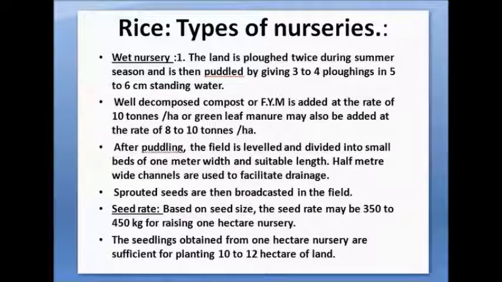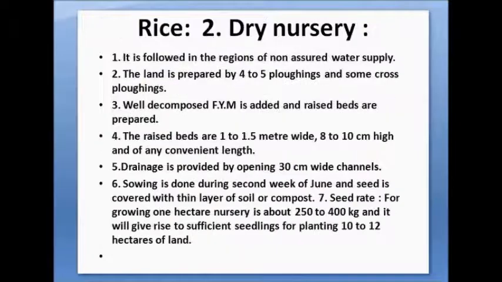Wet nursery, we have studied that: plowing is done, standing water is given, again plowing is done, puddling condition is made, FYM or green manure is mixed in the soil, and in the puddled field, beds are made half meter wide and of suitable length. Seed rate is 350 to 450 kg for 1 hectare of nursery, and this 1 hectare nursery provides seedlings for 10 to 12 hectares of land.